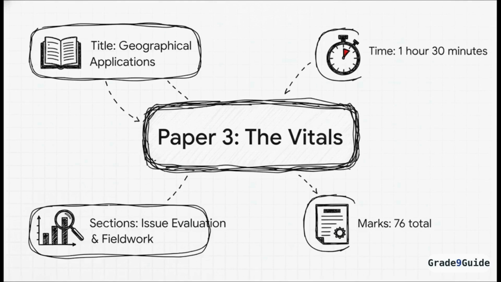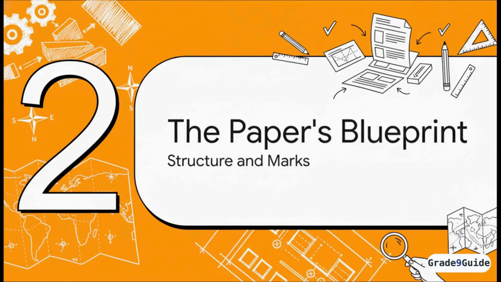But here's the key takeaway, the big one. The number one skill they're testing is, can you look at some evidence and make a solid judgment? That's it. Okay, next up, the paper's blueprint. Think of it like this. If you know how something is built, it's way easier to deconstruct it and grab all the marks inside.